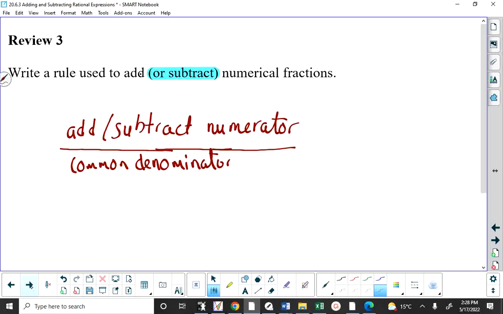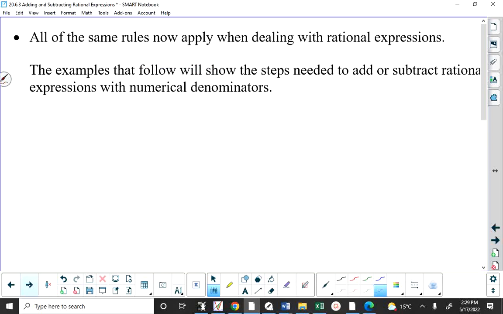Multiplying, you multiply across the bottom, you multiply across the top. Adding, you get the common denominator, and you leave that denominator alone. You add across the top, though. Well, we're going to do the same thing with rational expressions.